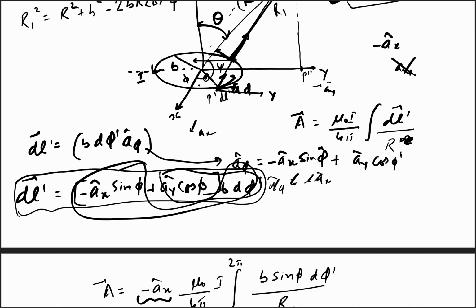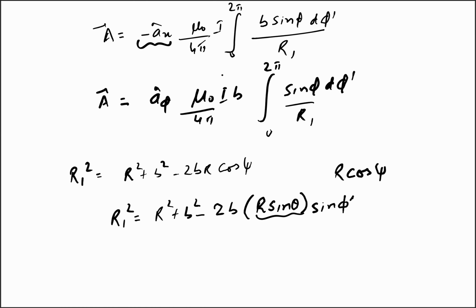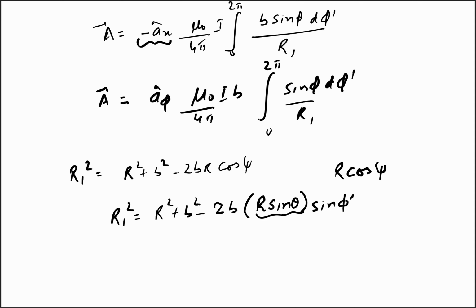If this angle is phi dash, then it will be 90 minus phi dash. So projection will be cos of 90 minus phi dash, which is equal to sine phi dash. So that's why the projection here is r sine theta sine phi dash. In this way we are successful to somehow convert it into still r and b only.